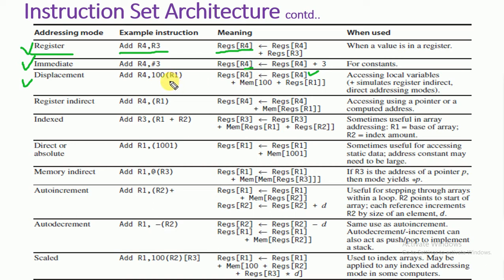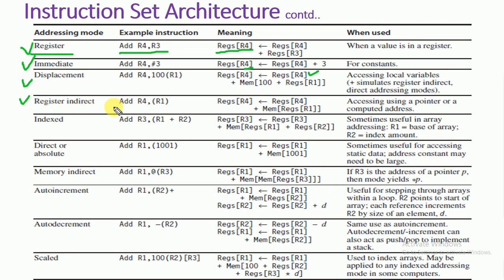So the content of the register is actually the base address. Into that the offset will be added, and we get the exact address. The memory content of that address will be added with the register content R4 and the result is stored in R4. That is displacement. The next one is register indirect.